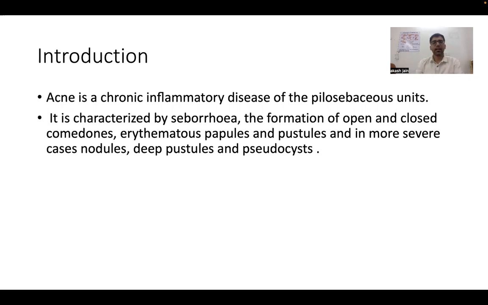Introduction. Acne is a chronic inflammatory disease of the pilosebaceous unit. It is characterized by seborrhea, that is oily skin, formation of open and closed comedones, erythematous papules and pustules, and in more severe cases, nodules, deep pustules, and pseudocysts. This is the definition of acne.